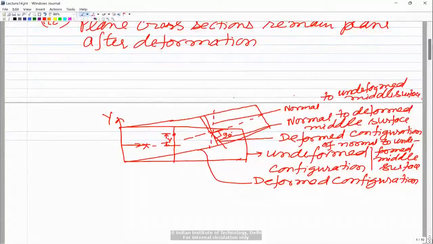Now if you look at the distances, this line has got displaced by an amount u naught. And then if you look at the various rotations, initially this is the line, and this line has gone over here. This angle is the rotation of the normal. So this we call theta z, rotation of the normal. And this total angle from here to here is dv by dx, which gives the line normal to the deformed middle surface.